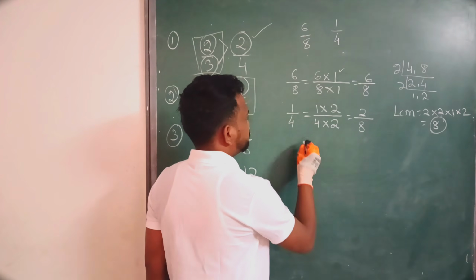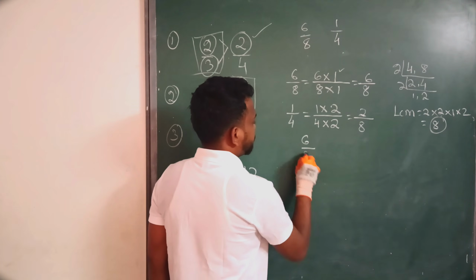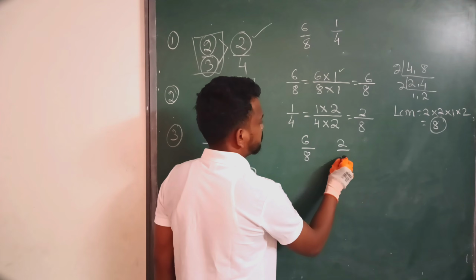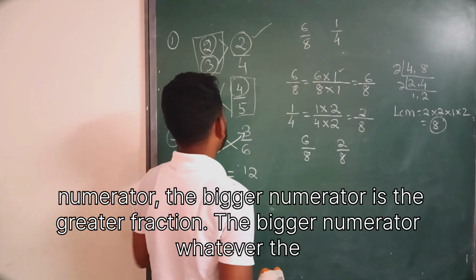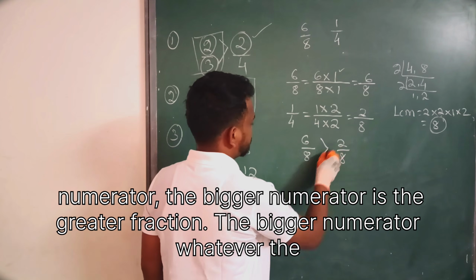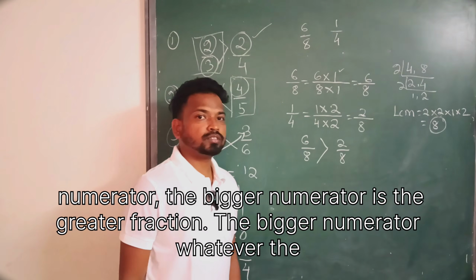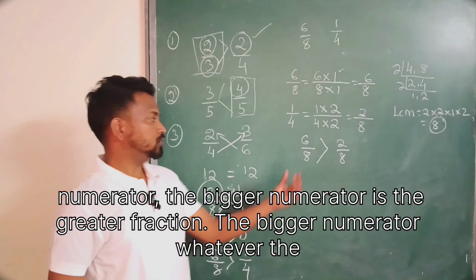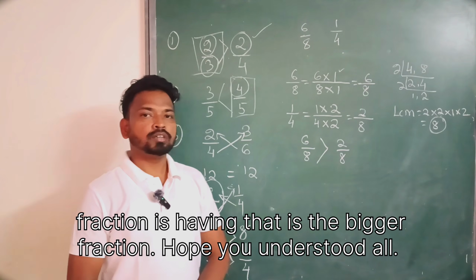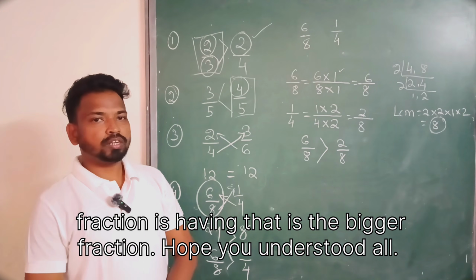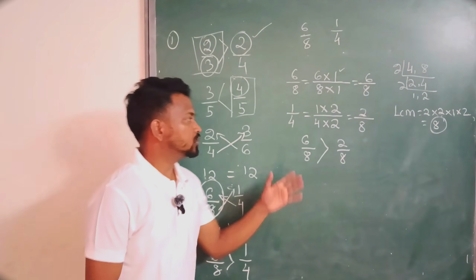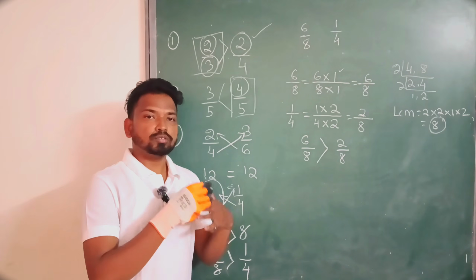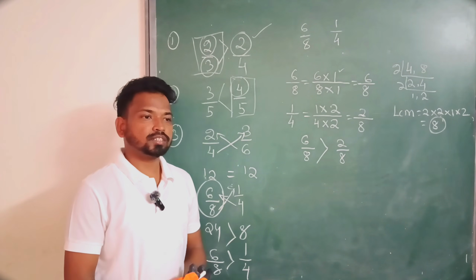Now tell me, it became 6 by 8 and 2 by 8. The bigger numerator is the greater fraction. The bigger numerator, whatever the fraction is having, that is the bigger fraction. Hope you understood all. Okay. Like this, you have to do the comparison of two fractions.